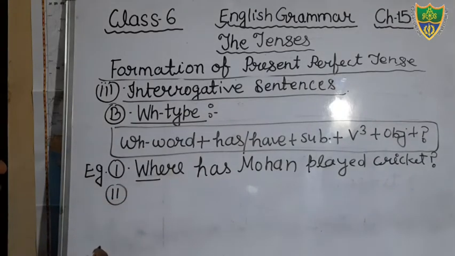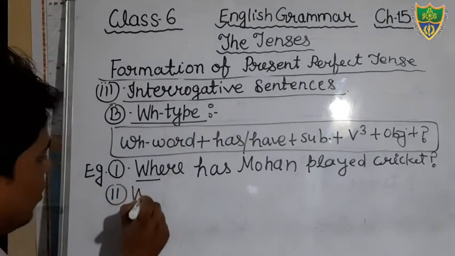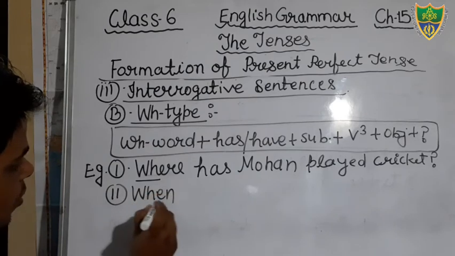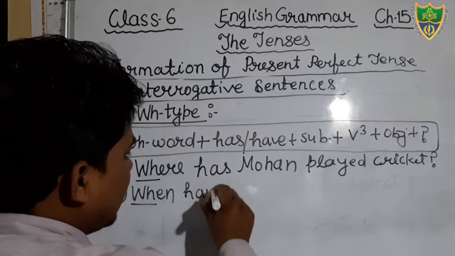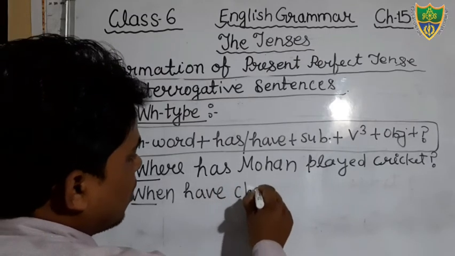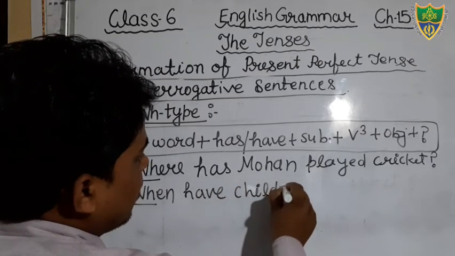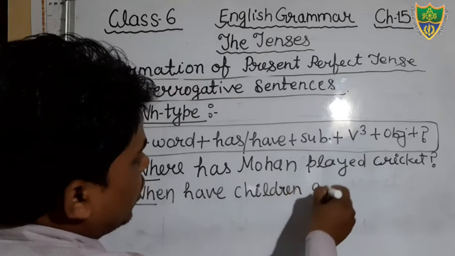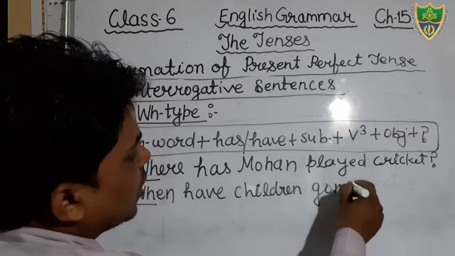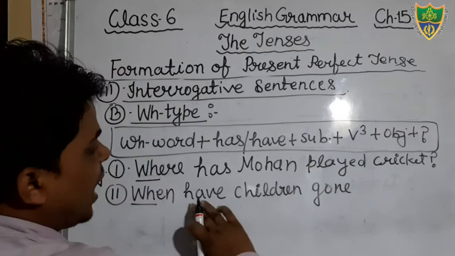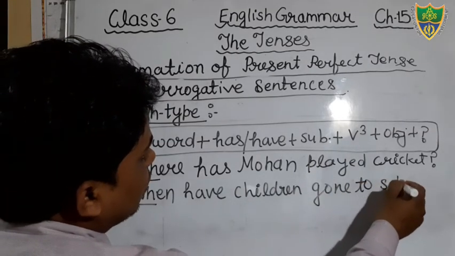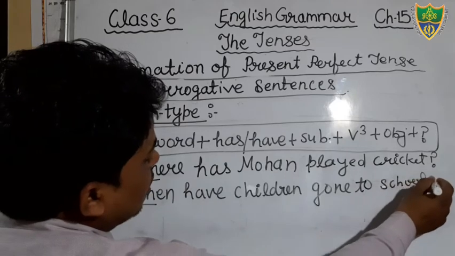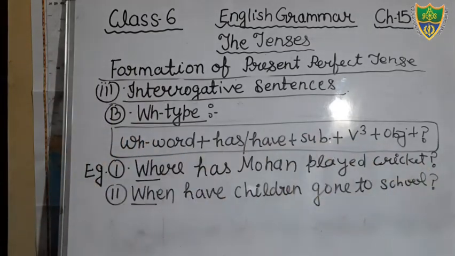One more sentence we can see. Let's see. When, that is a WH word. When have children, go is the first form of the verb and gone is the third form of the verb. Let's see. When have children gone to school or market? You can see. Question mark.